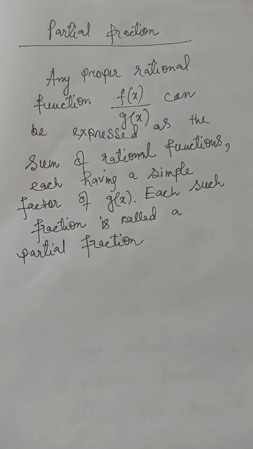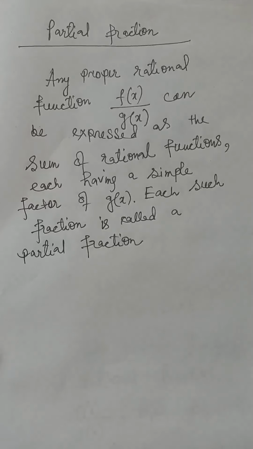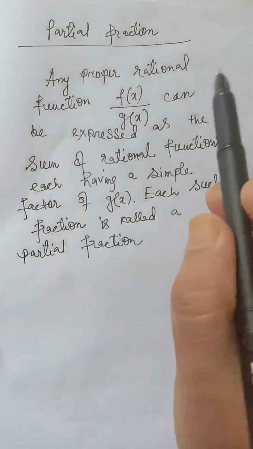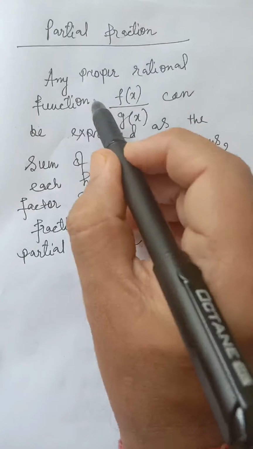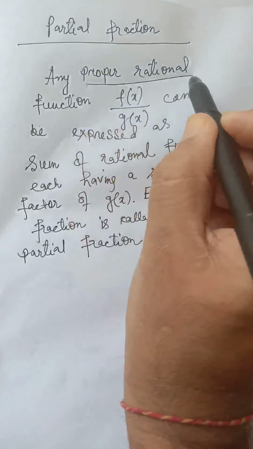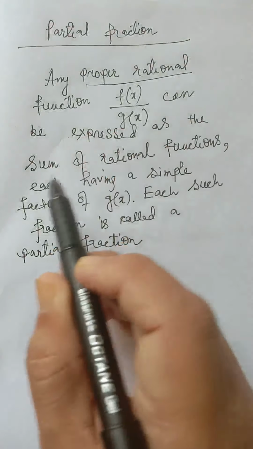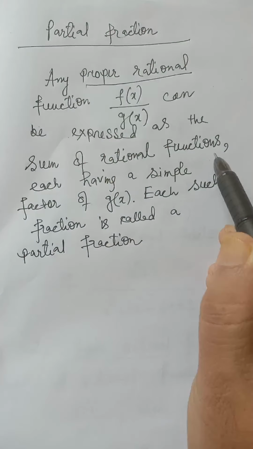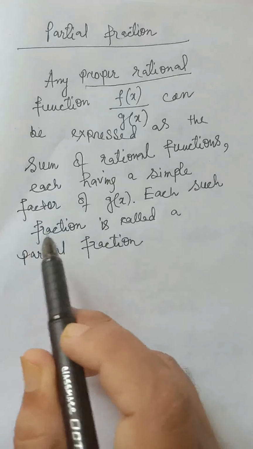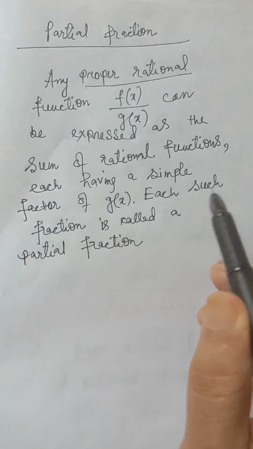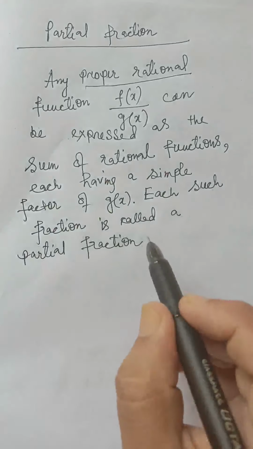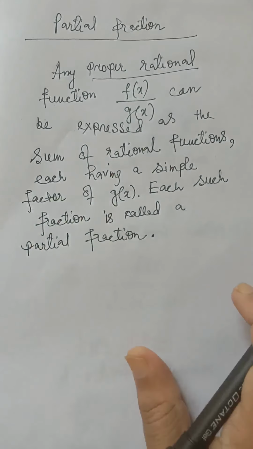And now let me define what is partial fraction. Any proper rational function f(x) by g(x) can be expressed as the sum of rational functions, each having a simple factor of g(x). Each such fraction is called a partial fraction. Let me explain.